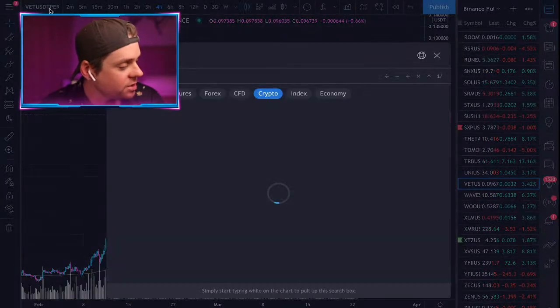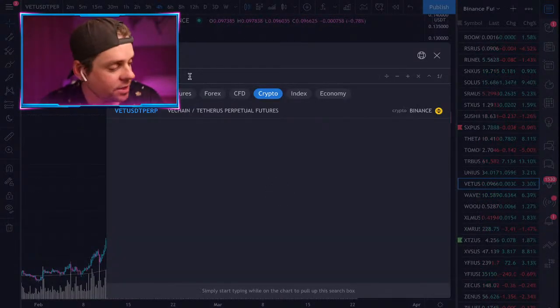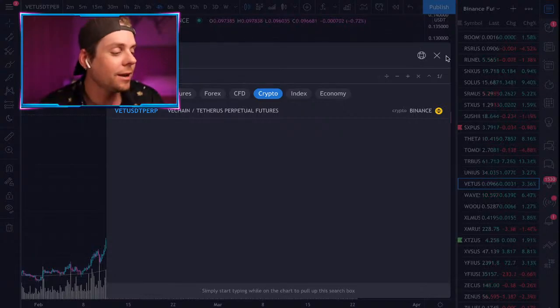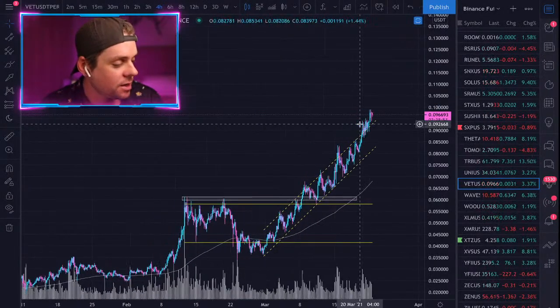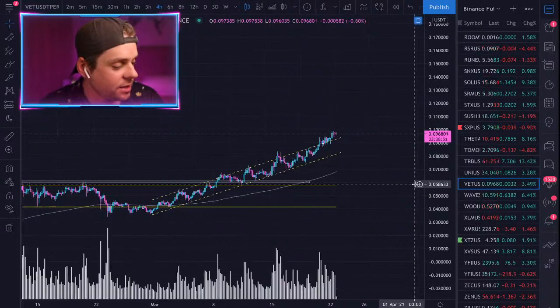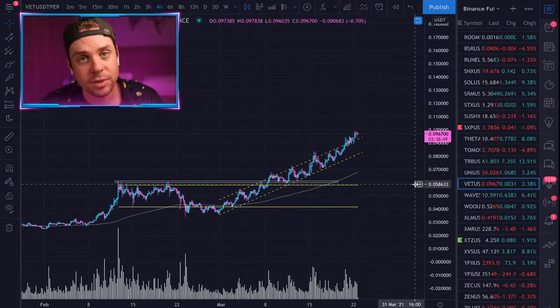Now if we really zoom out and look at the past on VeChain and try and get some, actually we can't, because VeChain swapped chains. So VET is no longer VEN. It hasn't been for a very long time.